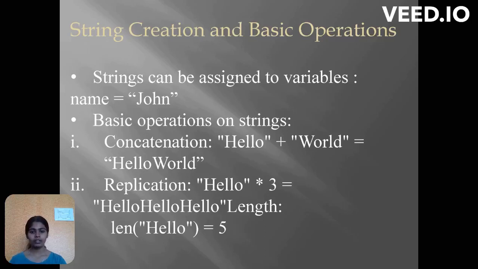Next, we have string creation and basic operations. Strings can be assigned to variables, like as we assigned a string that is John to a variable that is name, and there will be some basic operations performed on strings, that is concatenation and replication. So concatenation adds or joins two strings, and replication replicates or duplicates the given string multiple times. So we will be knowing about these topics in depth in the further slides.